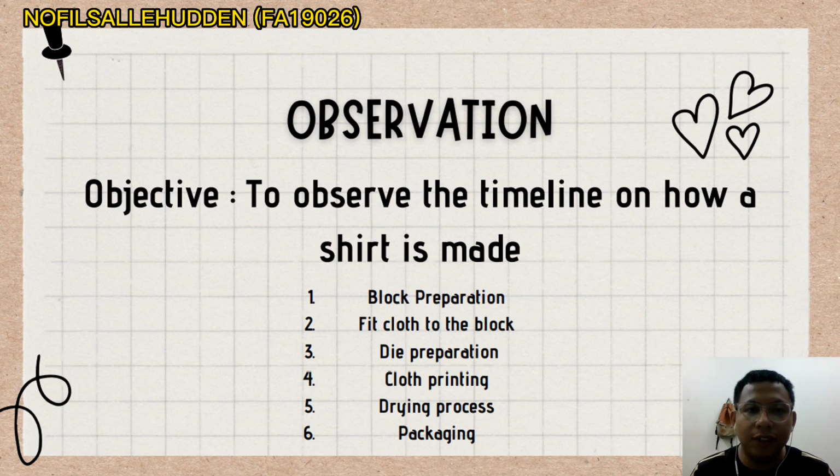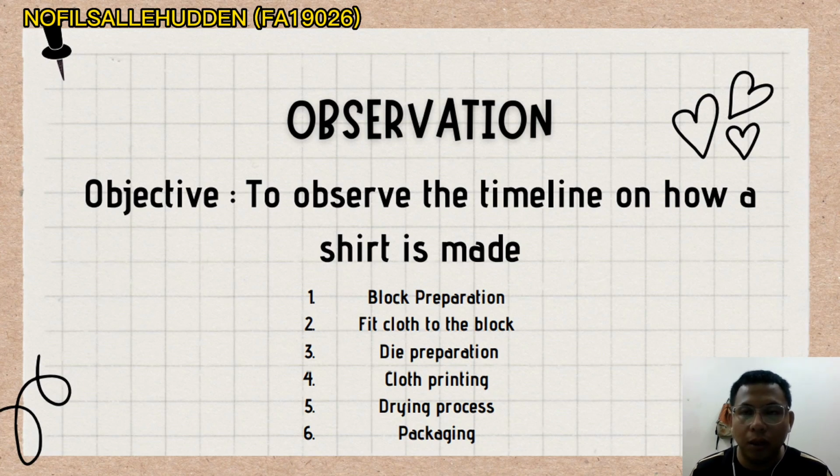For this site visit, we observed that there are 6 or 7 types of process they use to make a shirt. They prepare the block for the shirt, and they fit the cloth on the block. Then they proceed to the dye preparation, where they paint the shirt according to its design, and they start cloth printing. After they print the cloth, they go for the drying process so that the paint dries faster.